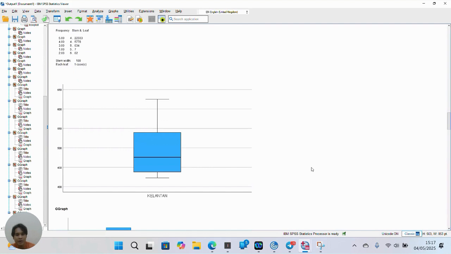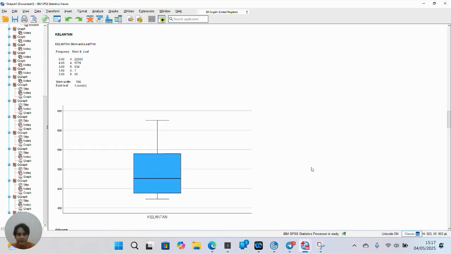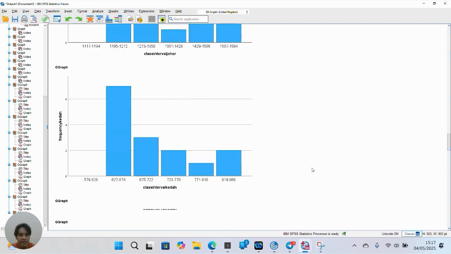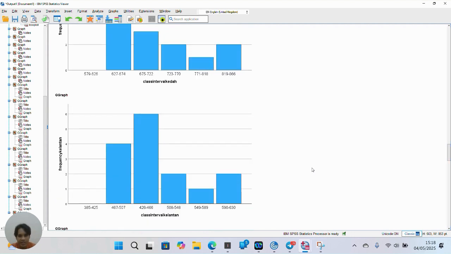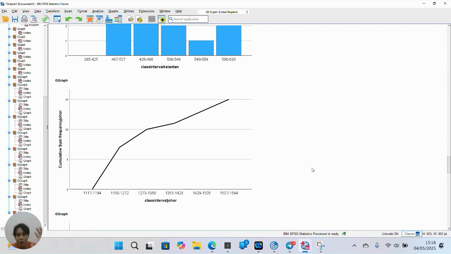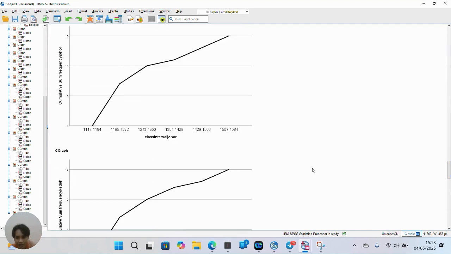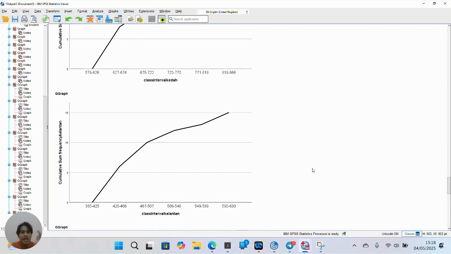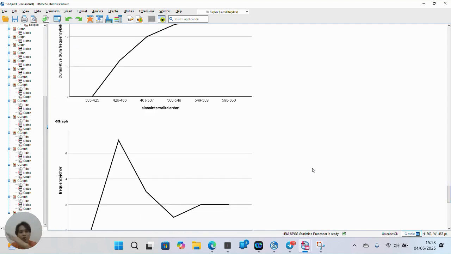And other than that, we also obtain the ogive, which is a graphical representation of cumulative frequency distribution. We call it an ogive, or some call it a cumulative frequency curve. It is essentially a line graph that can be drawn on graph paper, but we use SPSS to do so by plotting the actual lower or upper limits of the class intervals on the x-axis and the respective cumulative frequency of each class interval on the y-axis. So we obtain our data to show the pattern, how the trend goes from year to year.